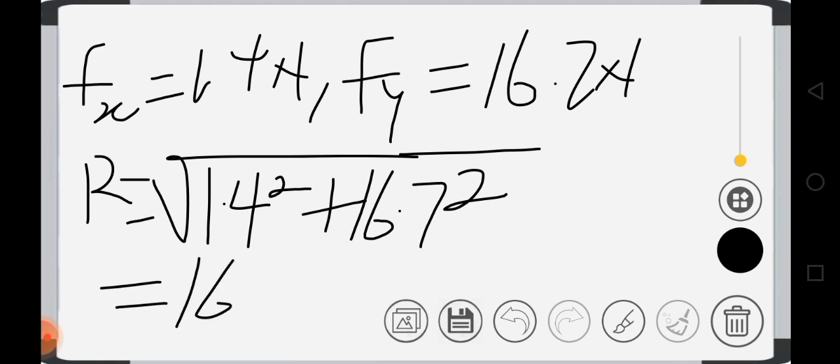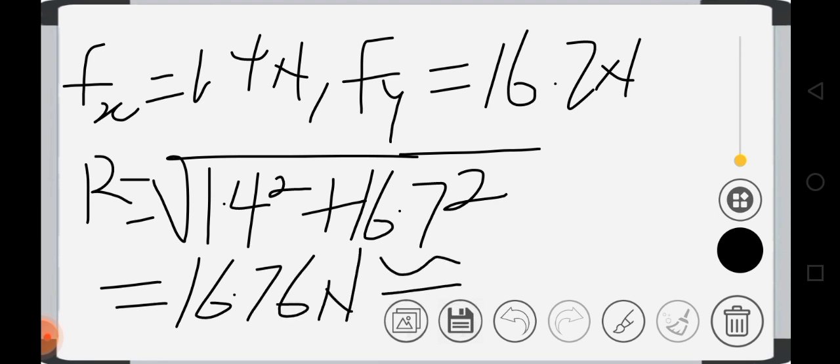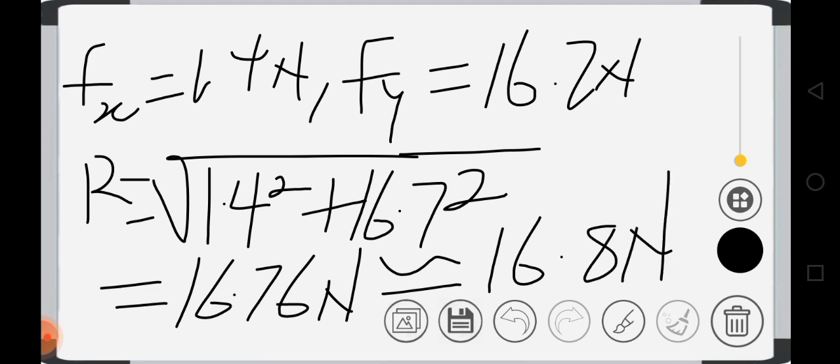16.76 newtons, approximately 16.8 newtons. So that's how to calculate resultants. I just quickly did that. So I've shown you how to calculate the components of a force and the resultant of a force. Please ensure you are able to do things of this nature if you see them anywhere, maybe in the exam.